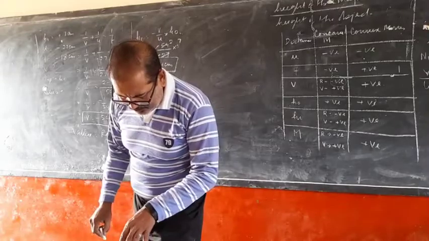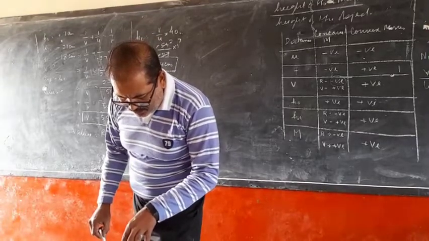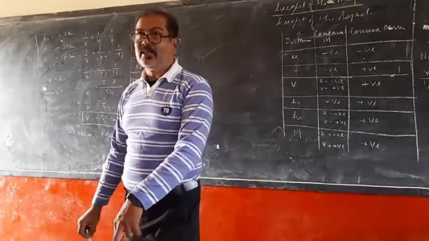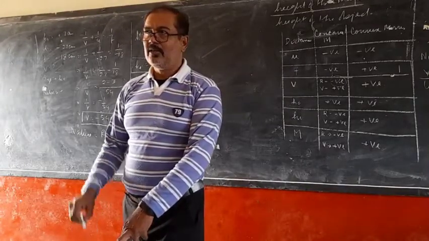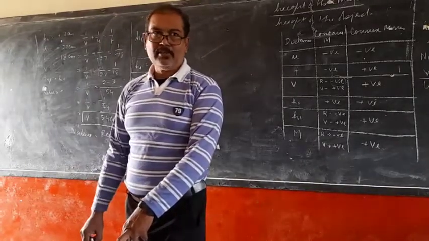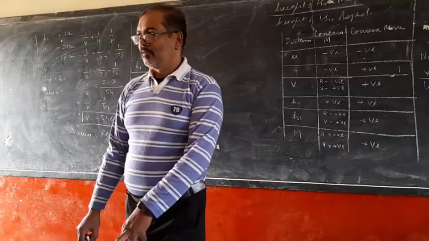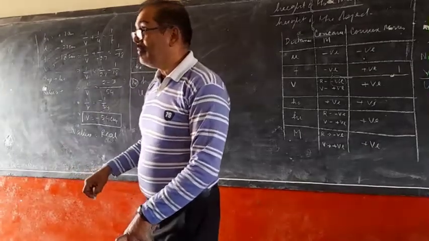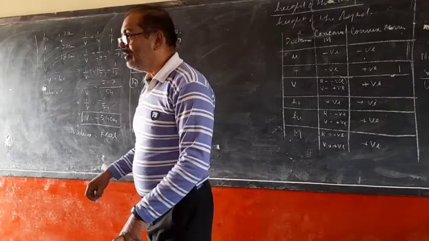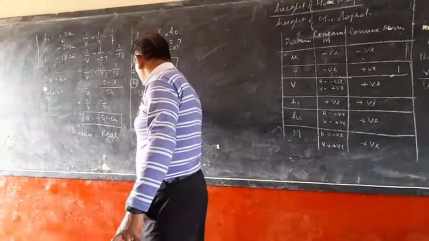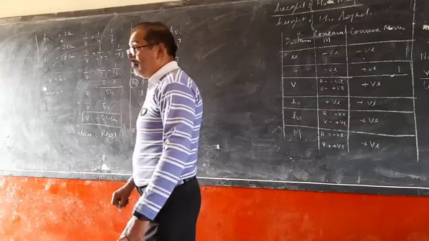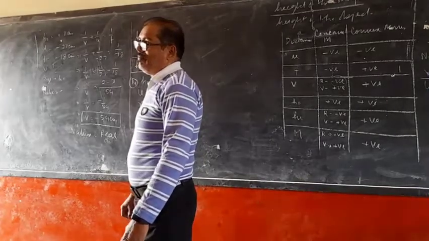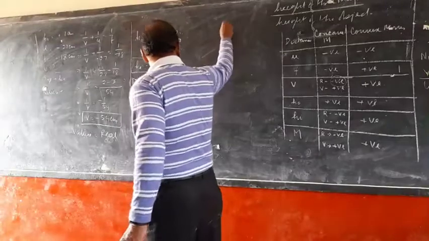In front of a convex mirror of radius of curvature 30 centimeter. What is this 30 centimeter? Anyone raise your hand and speak. Distance between center of curvature and pole, that is R. R is equal to 30 centimeter. Positive or negative? Positive. Beta, you have just discussed now.